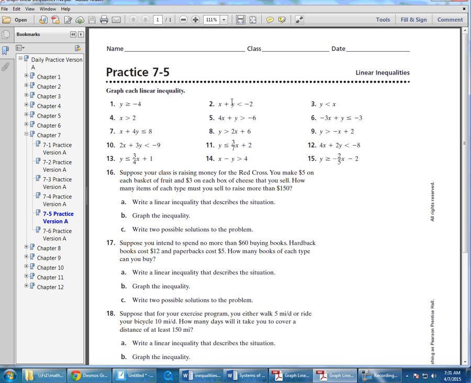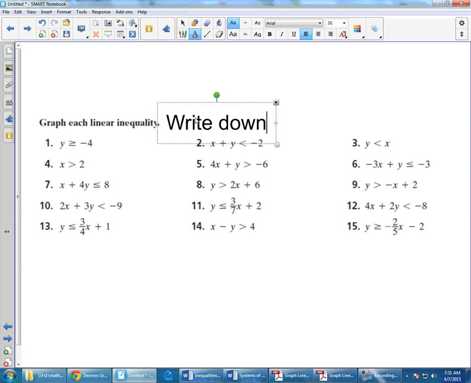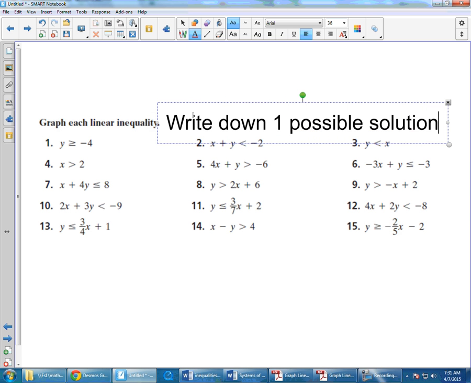So we're going to talk about how to do 1 to 15. It says to graph the linear inequality. I want to add some instructions to this. We're going to graph it, and then we're going to write down one possible solution. If you want to write that on your paper, that's fine to do as well.